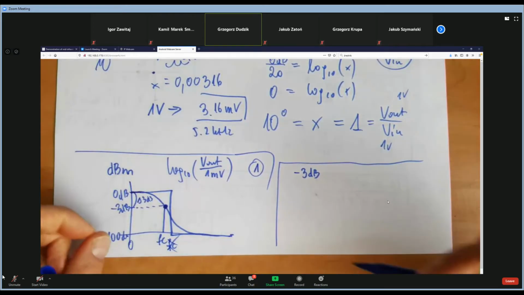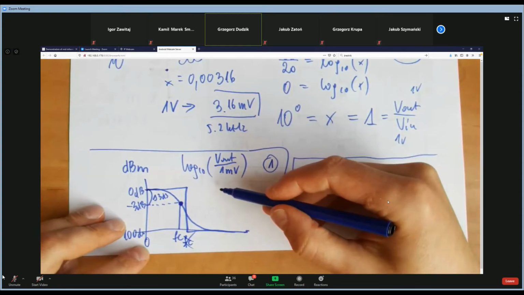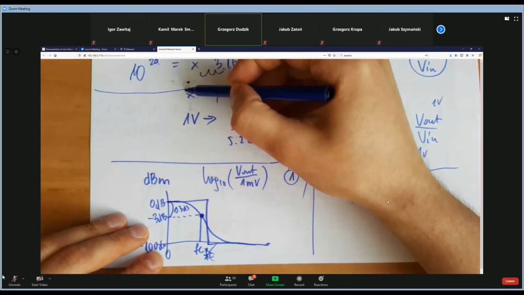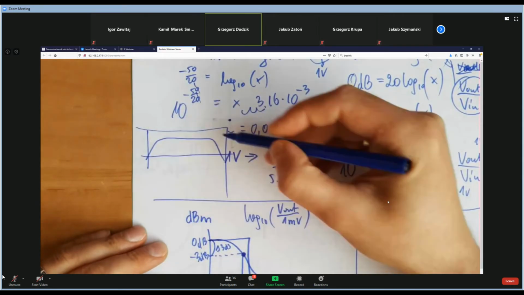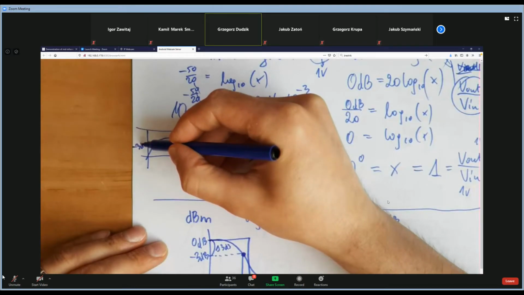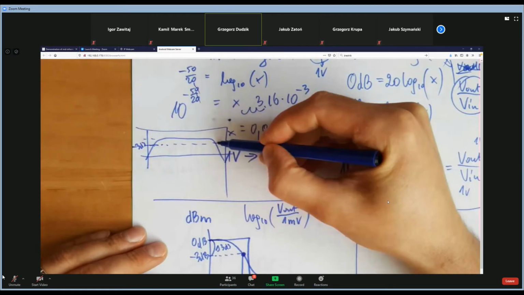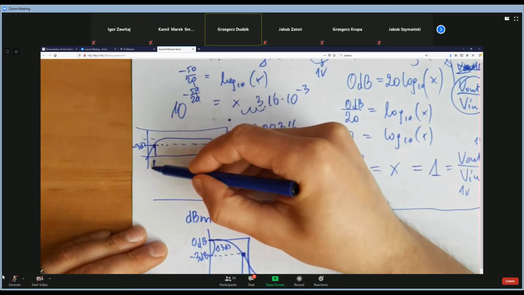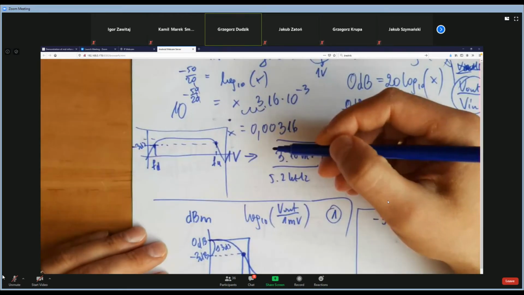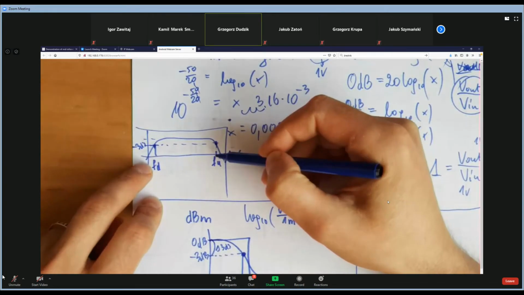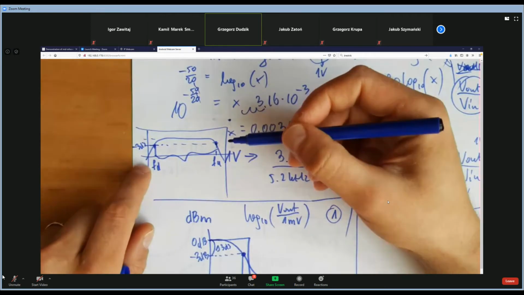Also, if we are talking about audio amplifiers, the 3 decibels drop of the signal from the maximum shows you the down and up frequency. And between them, we get the bandwidth.